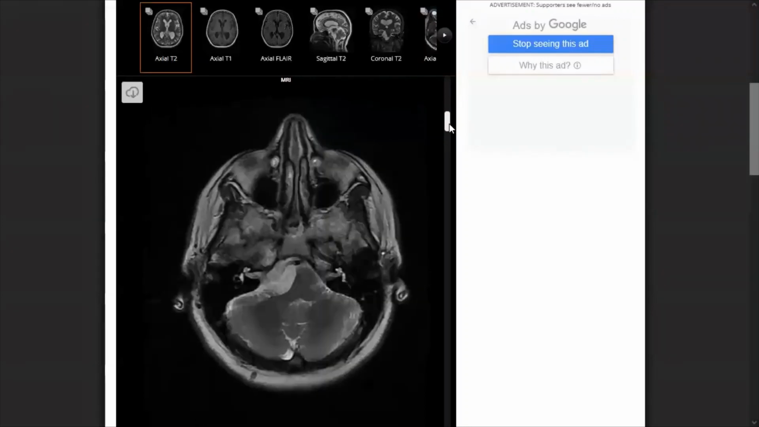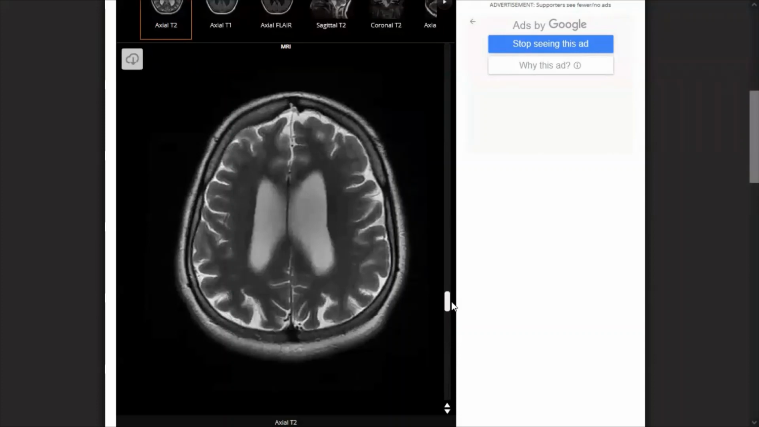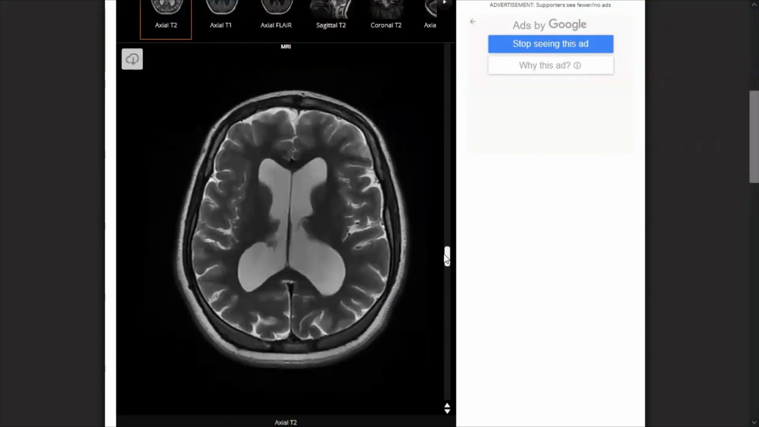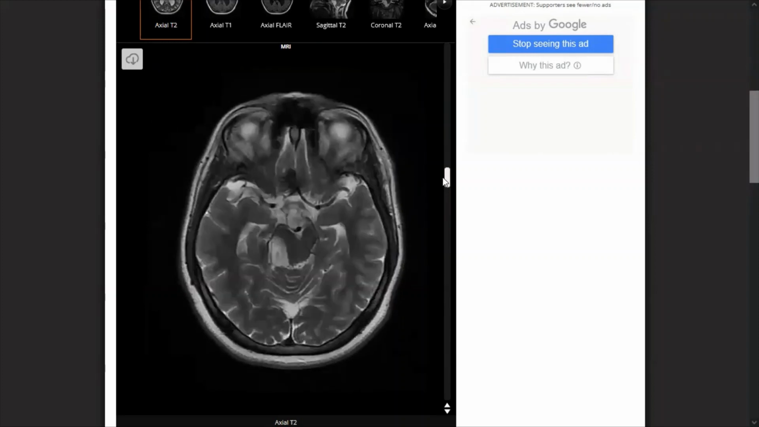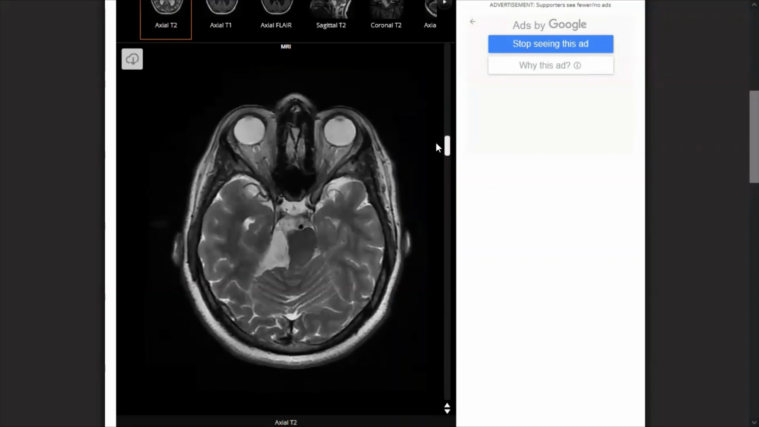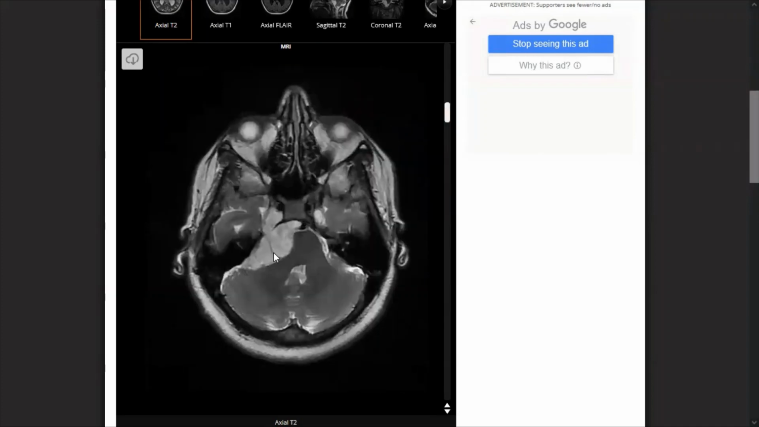This is an axial T2 weighted image of MRI brain, showing dilatation of the lateral ventricles, a slight dilatation of the third ventricle as well. In the region of the posterior fossa, I can appreciate a hyperintense lesion within the region of the right CP angle, causing compression of the ipsilateral brain stem and extending along the petrous surface of the cerebellum.